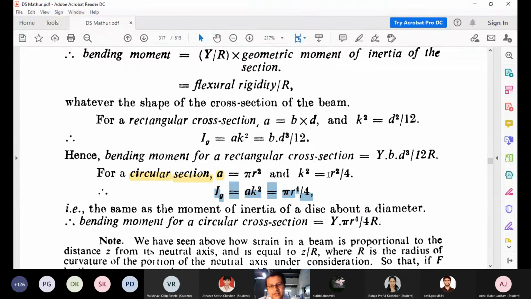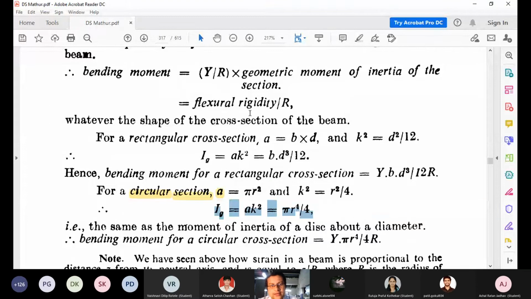So this πr², you know, is the cross sectional area of the circular portion, and because of the radius of gyration k², it becomes r to the power 4. Okay, and this bending moment for the circular cross section comes out to be Y into π r to the power 4 divided by 4R. So here are the two expressions we have.